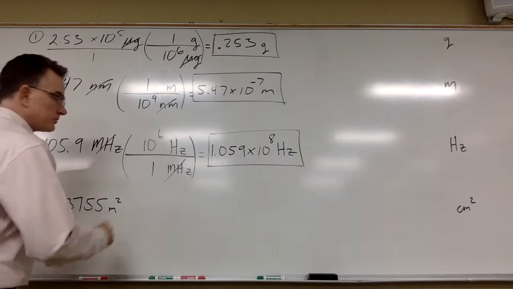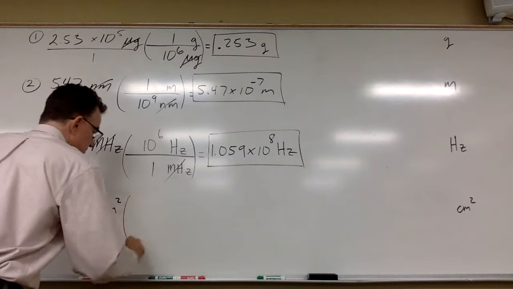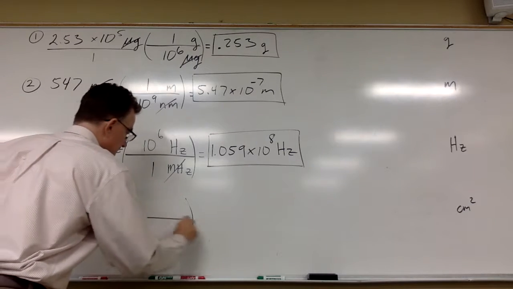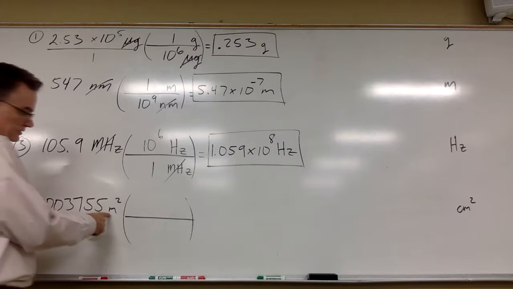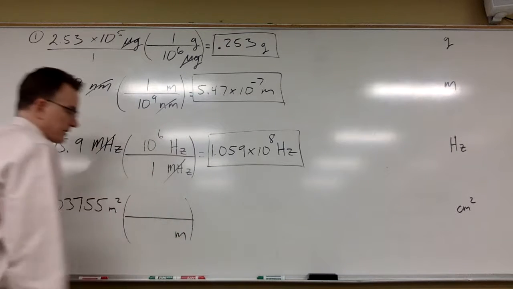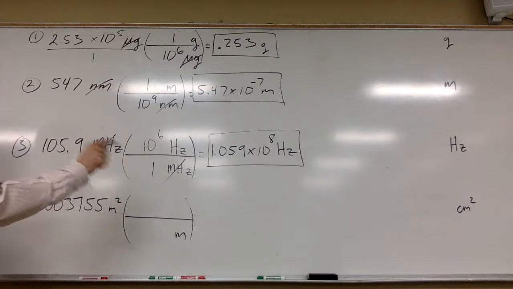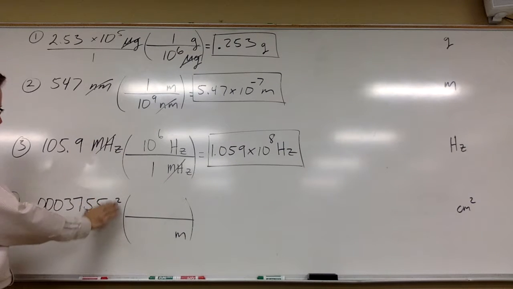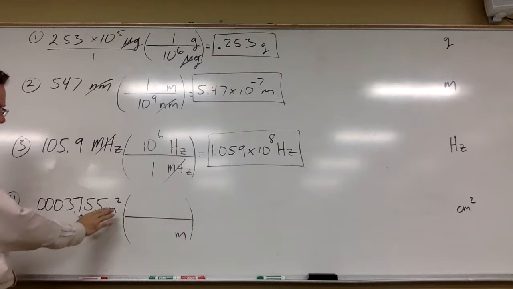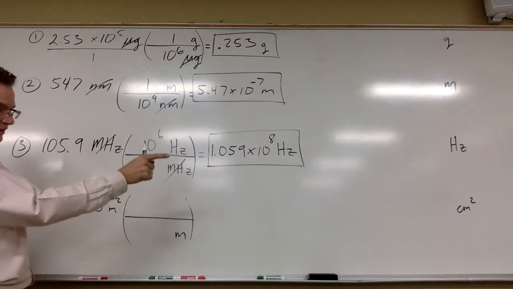Lastly, we're going from square meters to square centimeters. So meters are in the top. You need to get rid of it, so meters go on the bottom. We're going to centimeters. Now, forget about the square for a second. Just deal with the unit. We'll deal with the exponent in a second. Meters are getting turned into centimeters.